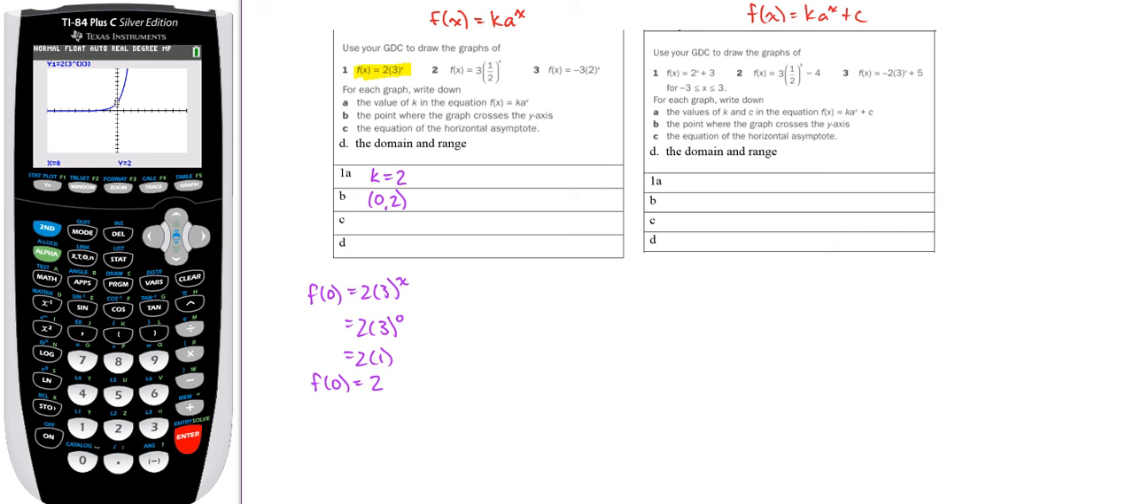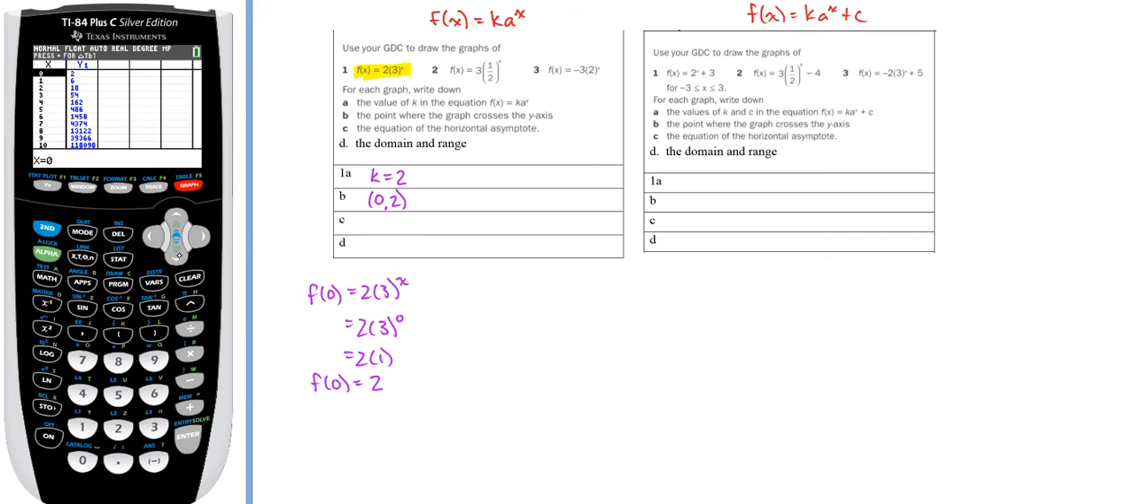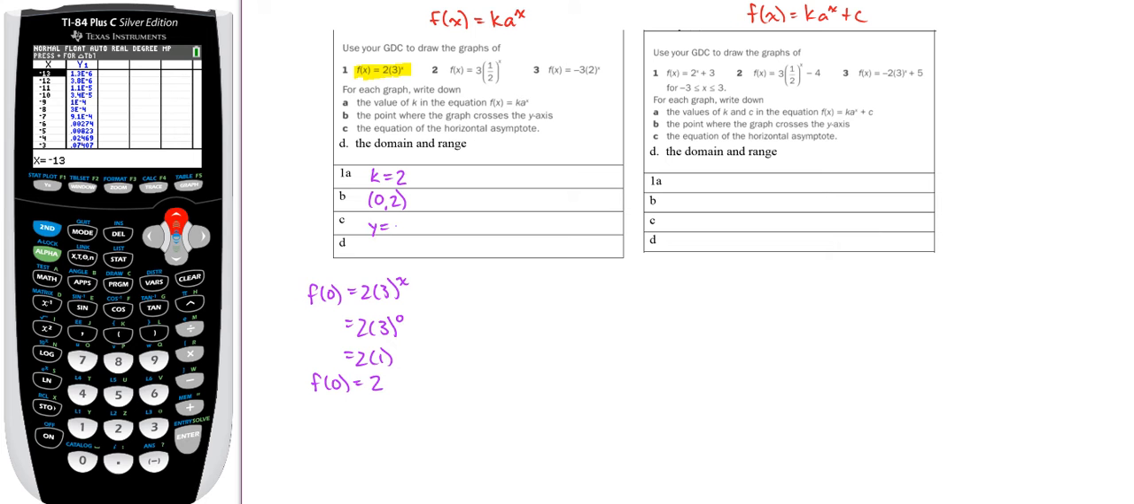For the equation of the horizontal asymptote, we can see that it's approaching the x-axis. It kind of looks like it touches, but if we were to zoom in, we would see that it actually doesn't. Another option for identifying the asymptote is to look at the table. If you go to second table, you can see that as our x values get smaller, our y values get smaller, but our y values will never actually equal 0. They'll get really close, but they won't actually get there. This scientific notation means the y values are getting smaller and smaller. So our horizontal asymptote is the line y equals 0.